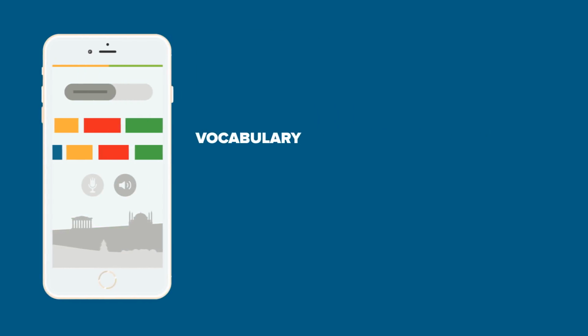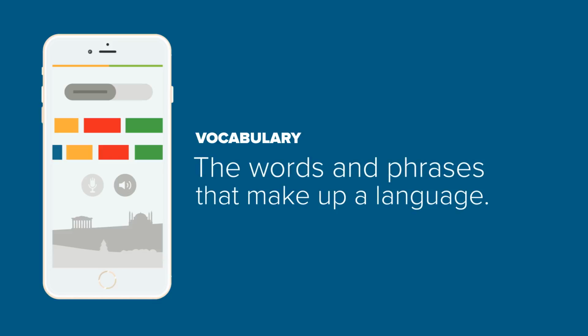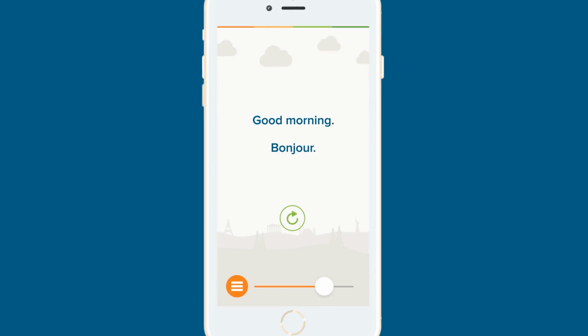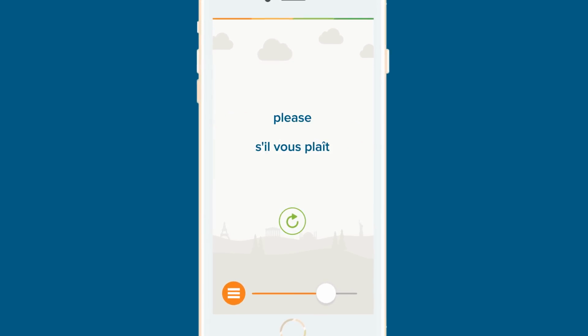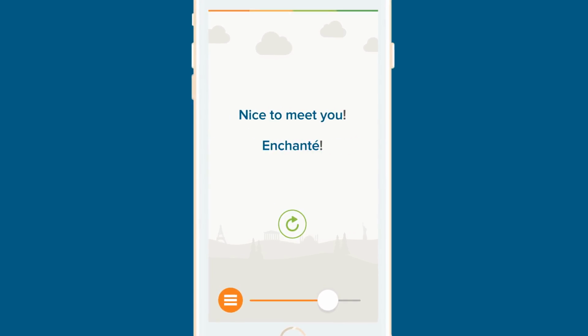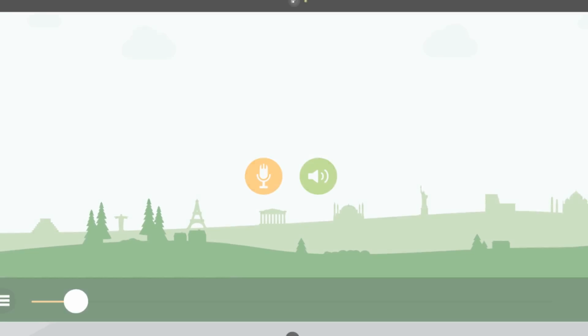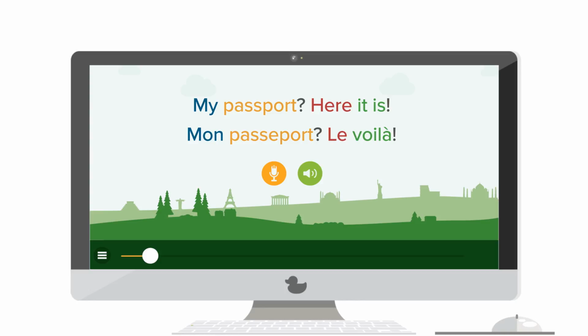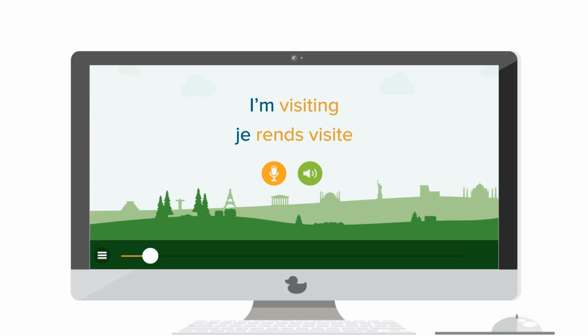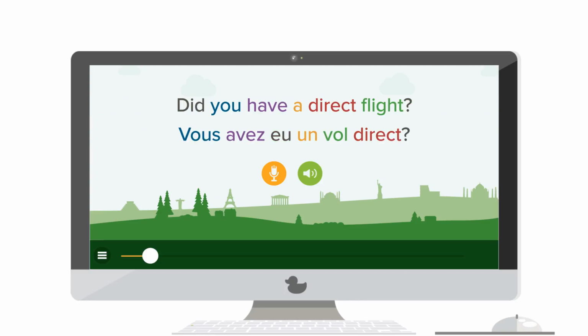Let's start with vocabulary, the words and phrases that make up a language. Mango focuses on the ones that will be most valuable in common real-life situations for the language you're studying. It won't do you much good to be able to say, "the ball is red," or "the people have a pen," if you can't find your way around the airport. By teaching vocabulary in the context of practical conversation, Mango helps you to make the most of your time and gives you skills to use right away.